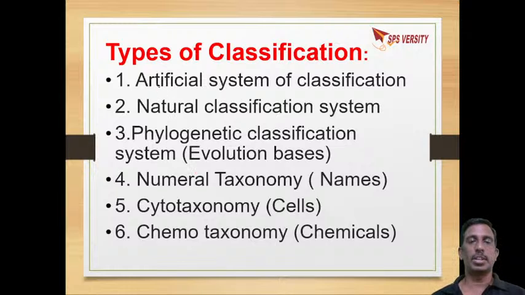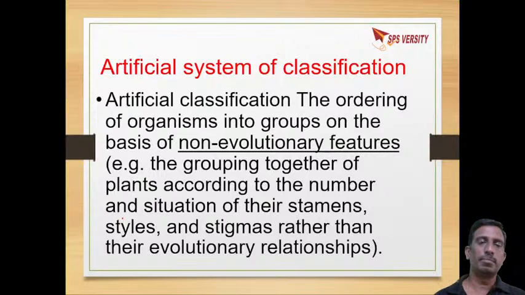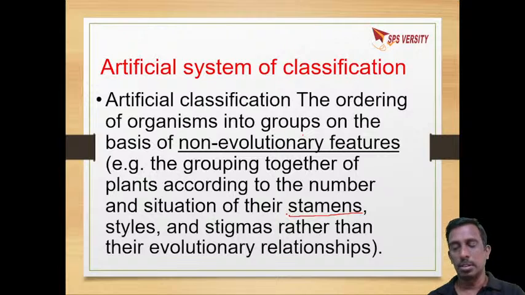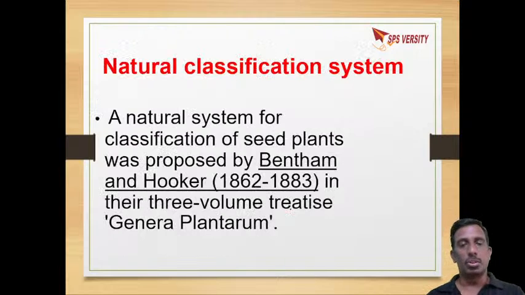Here, if you look into classification, there are various criteria of classification, that is, artificial system of classification, natural system of classification, phylogenetic system of classification, numerical taxonomy, cytotaxonomy, chemotaxonomy, based on different criteria. If you look at artificial classification, it is based on non-evolutionary features. It is based on only a few characteristics, for example, stamen, style, stigma. So they are given importance here, other than evolutionary relationships.